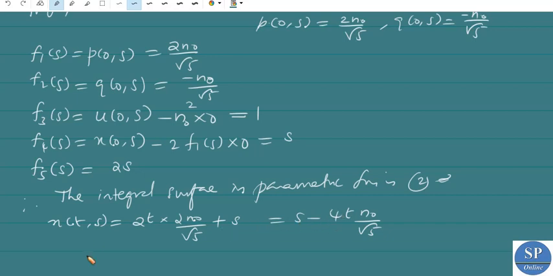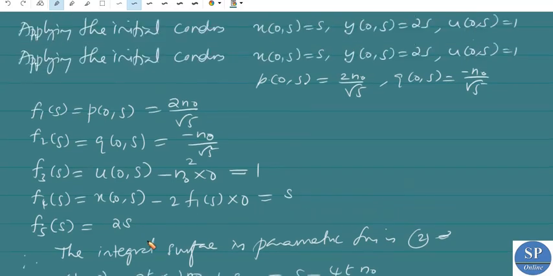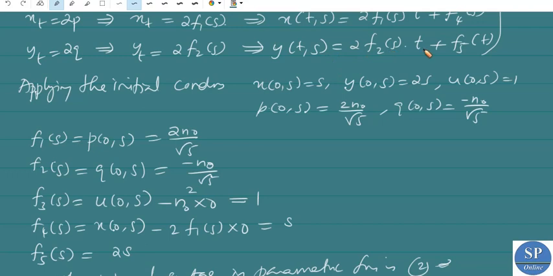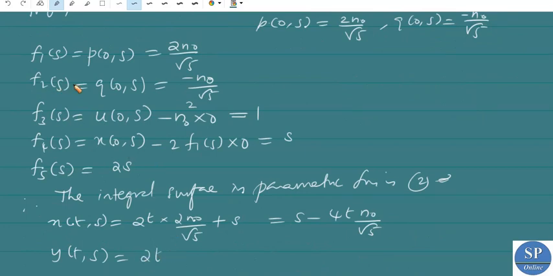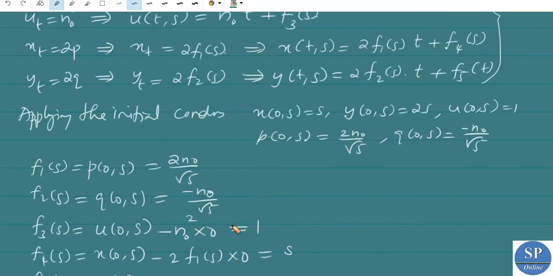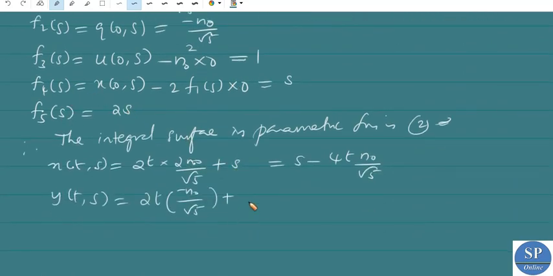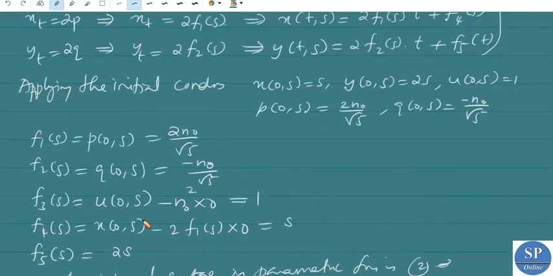Now y(t,s) is equal to, we have this equation, 2 into t into f2 plus f5(s). So 2 into t into f2, where f2 is minus n naught divided by root 5, plus f5(s). f5 is 2s. So we have y(t,s) is 2s, here it is plus, right? Then 2s minus 2t n naught divided by root 5. Clear?